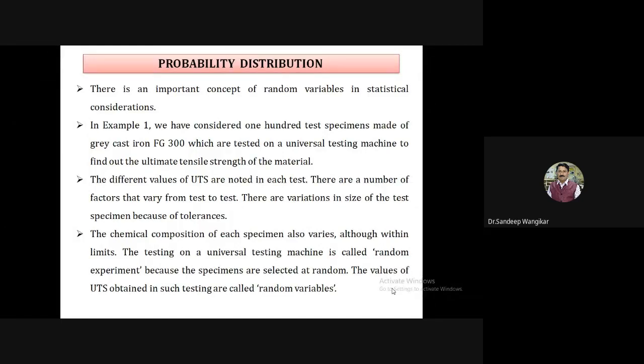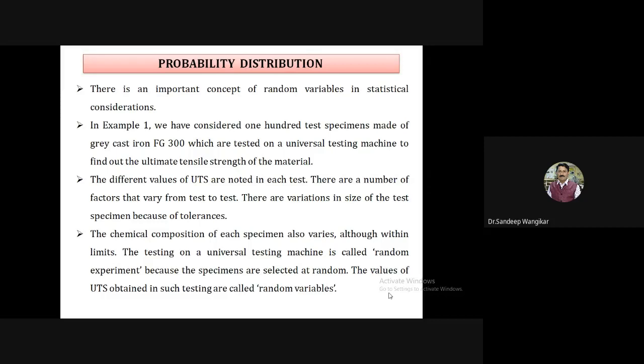There are a number of factors that vary from test to test. There are variations in size of the test specimen because of tolerance. So some light is thrown on some of the important aspects. There are different values of UTS for each test, and a number of factors varying from test to test, including variation in size due to tolerance. Though the test specimen is required to be manufactured as per the ASTM standard, still there are some tolerances given.